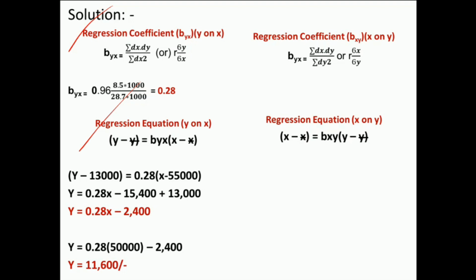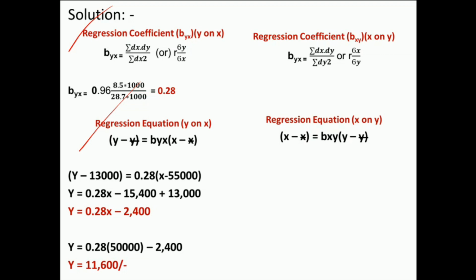Regression is the study of the relationship between two variables. One is the independent variable, the other is the dependent variable. A variable which is dependent on another variable, we call a dependent variable. An independent variable is not dependent on any other variable.